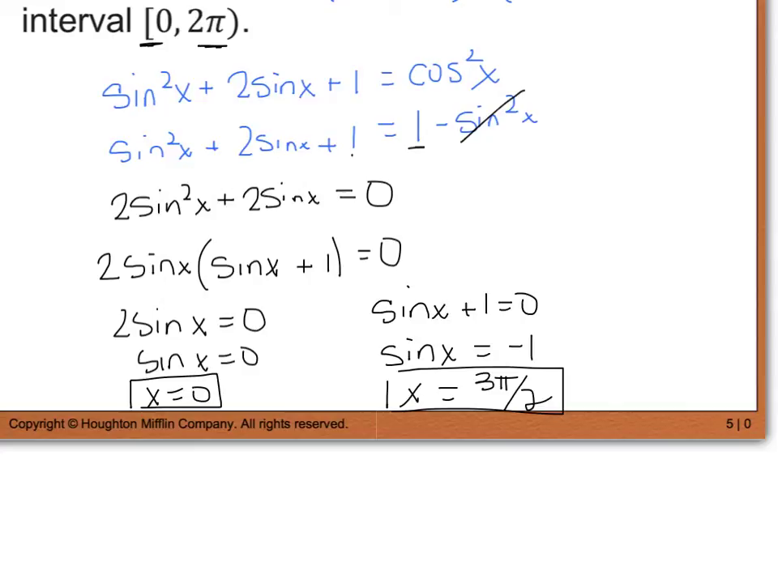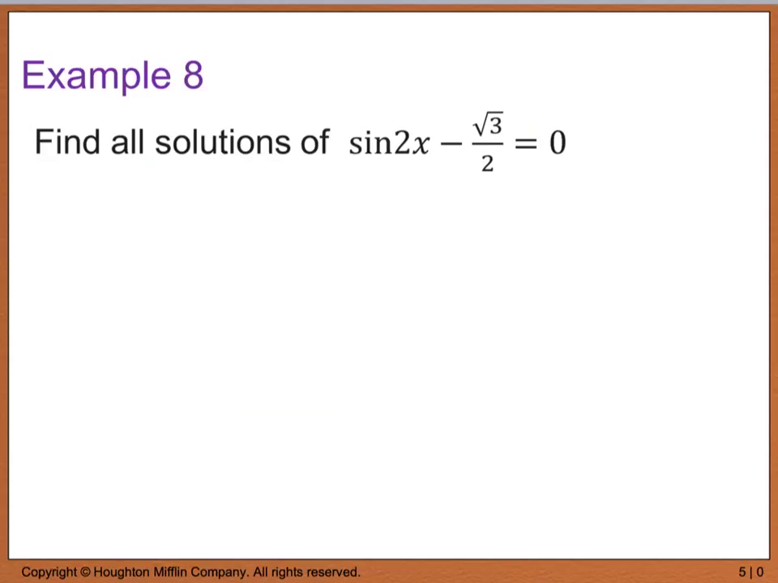And one thing I would like to caution you on is remember that when you are squaring a function, sometimes it will produce extraneous solutions when you go to solve. So we need to make sure that we double check our work. Example 8 says to find all solutions of the sine of 2x minus the square root of 3 over 2 equals 0.